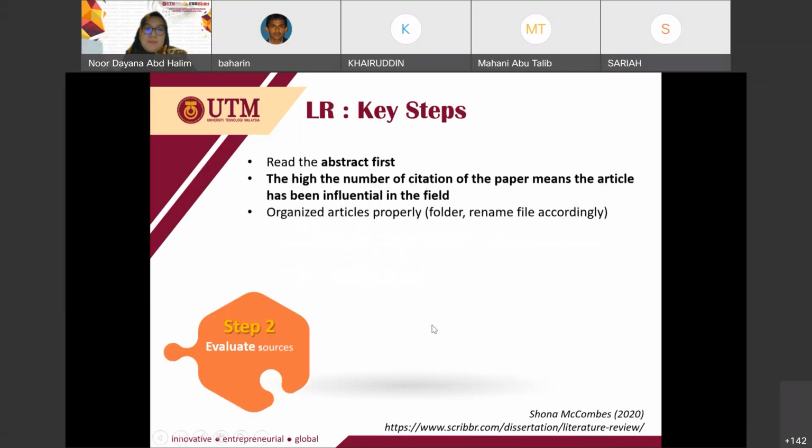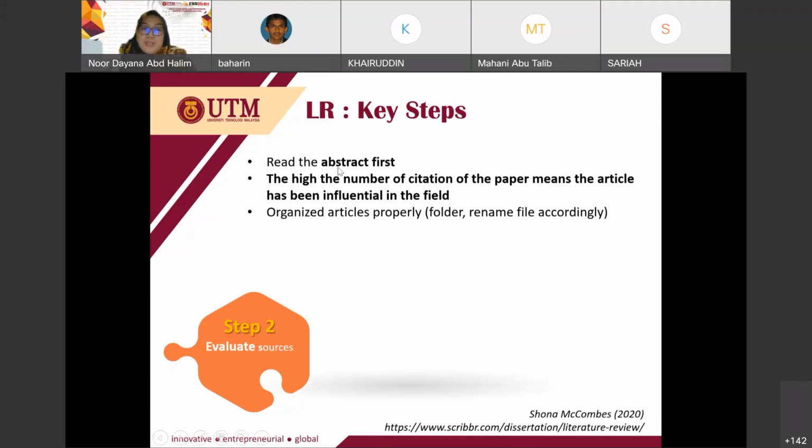The second step is to evaluate sources. Read the abstract first. I know some students download all the articles. That includes me. Maybe some of you can try to answer questions regarding the slides and the recording. Maybe Abdullah or Zulaika or somebody here can help with questions regarding the slides and the recording. Thank you.